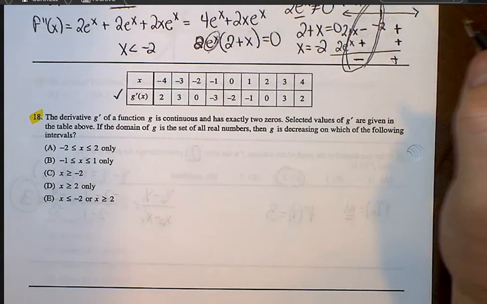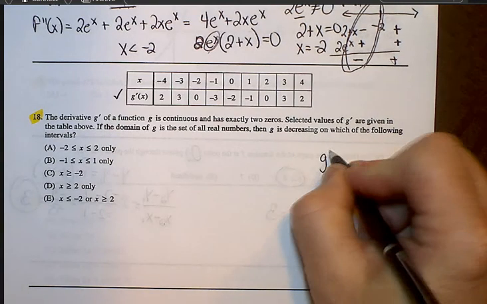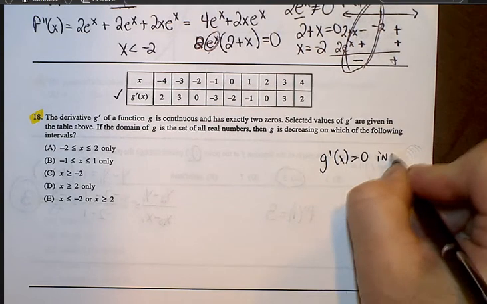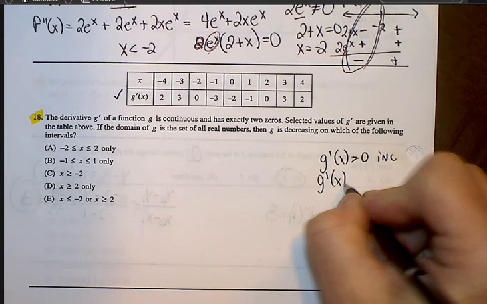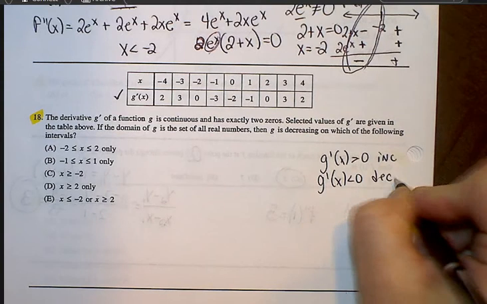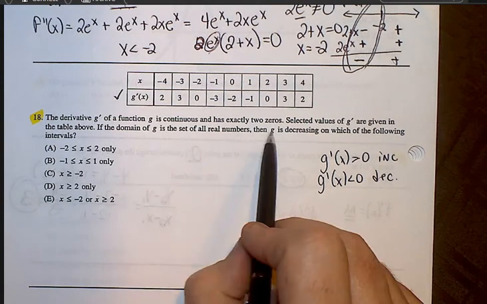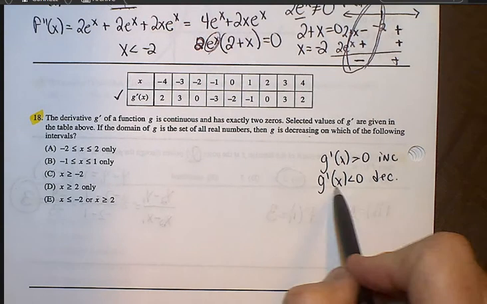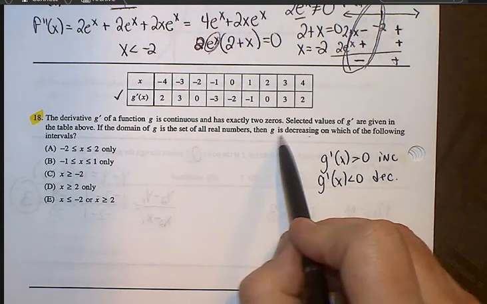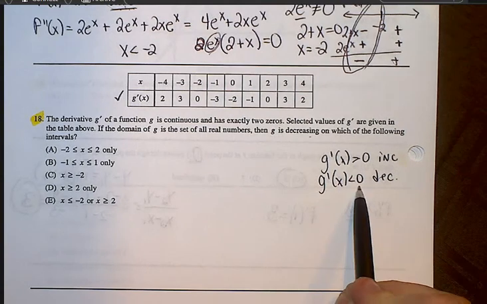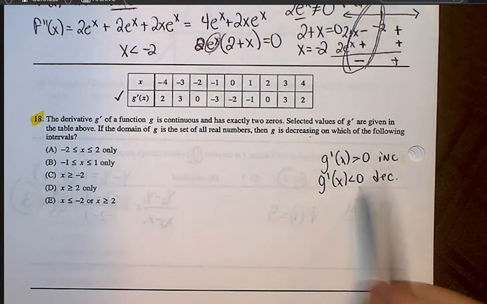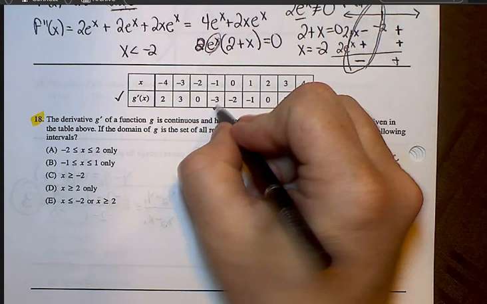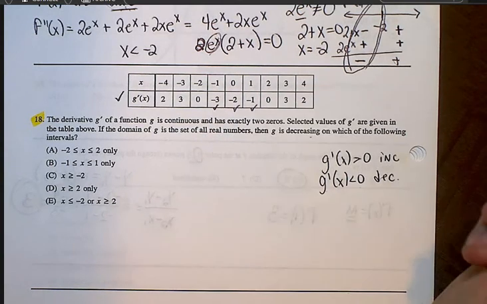And we're supposed to know that if g prime of x is greater than 0, we're increasing, and when g prime of x is less than 0, we're decreasing. So if I want to know where g is decreasing, we're looking for where g prime of x is less than 0. So I'm looking for where g prime of x is going to be negative. And that's here over those pieces.